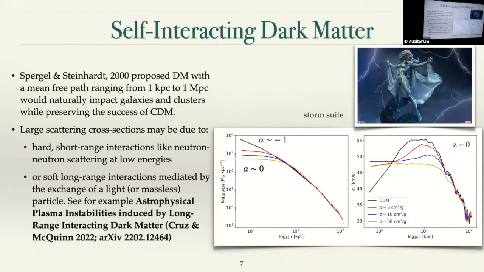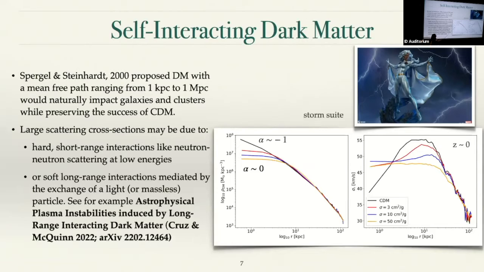Here on the left-hand side, I'm again showing this dark matter density profile, and the different colors are the different models. The black is CDM, and the colors are various SIDM models with different cross sections ranging from 3 to 50 centimeters squared per gram. This is the most massive halo in this Storm suite that Jillian discussed yesterday. So this is a zoomed dwarf volume.